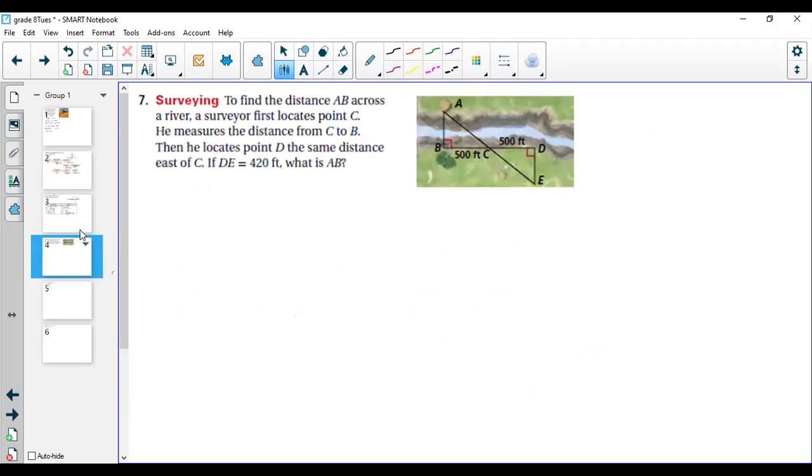Okay, let's move on to the next question. To find the distance AB across a river, so they are going to find the distance across AB. They want to find this. A surveyor first locates point C. He measures the distance from C to B. Then he locates point D at the same. So that means this is acting as a midpoint now, because they're saying this is congruent to this. They both have the same distance. If DE is equal to 420, so this is 420, what is AB? Easily you can find out that it's 420 as well, but we need proof for this, right?